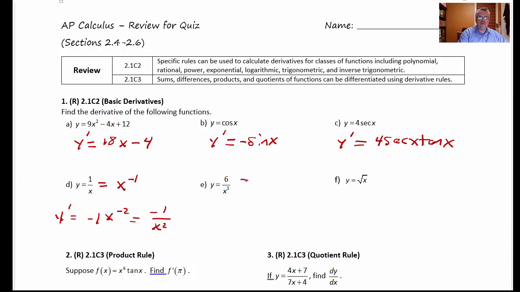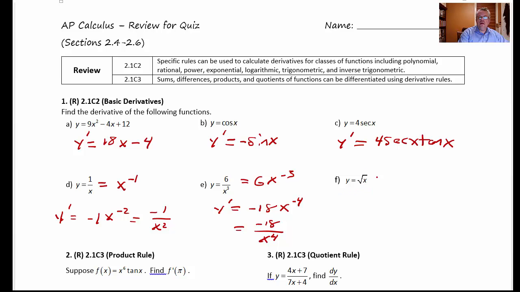Same thing with this one. We can think of this as 6x to the negative 3. We haven't taken a derivative yet, we're just rewriting it. So now I'm going to take the derivative. y prime would be negative 18 x to the 1 less power, so negative 3 minus 1 is negative 4. And we can rewrite this as negative 18 over x to the positive 4.